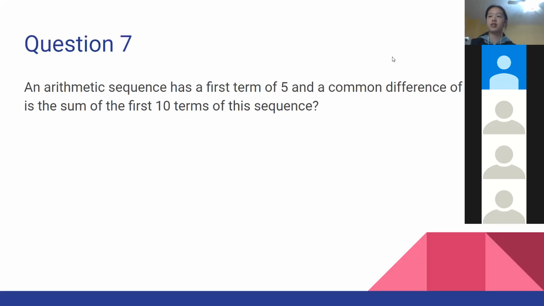Okay, so now we're going to look at some more complicated problems. An arithmetic sequence has a first term of 5 and a common difference of 2. What is the sum of the first 10 terms of this sequence? Definitely a little more tricky than our last one.